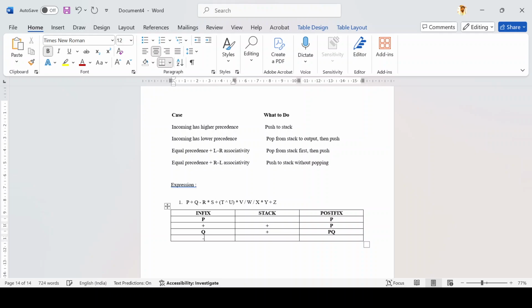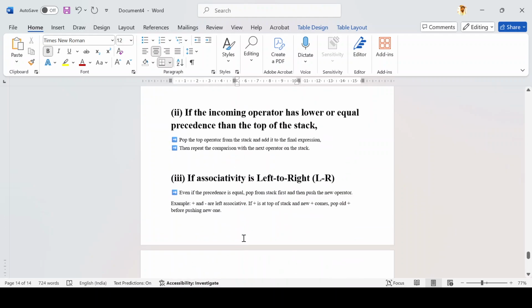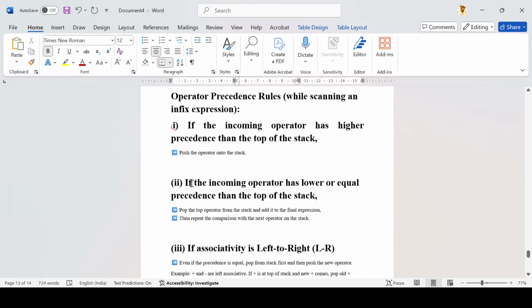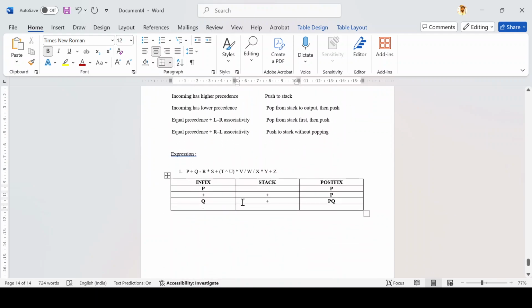Now here comes minus. We compare this minus with the plus. Minus is the incoming operator, and in the stack plus is the top of the stack. Both have equal precedence. Here you can see the precedence: plus and minus are in the third level, into and division are in the second level, and exponential is in the first level. So minus and plus are in the same level.